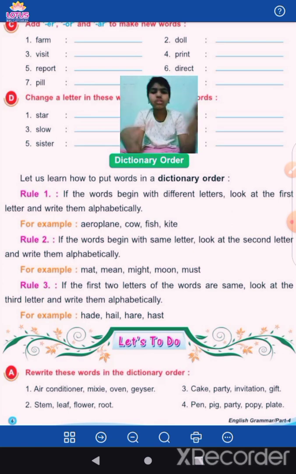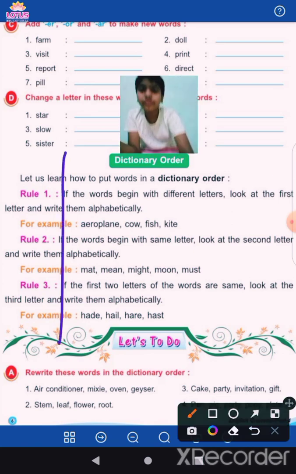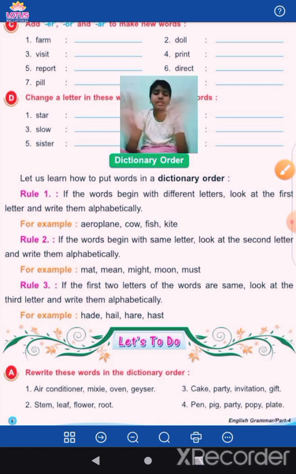So these rules were so easy. Yes, we have passed them, so no need to explain them, right? Next, let's do the stage. Let's do.